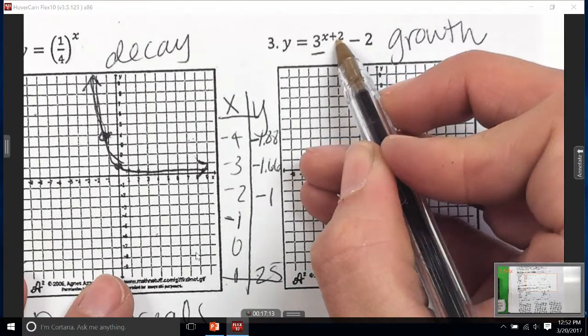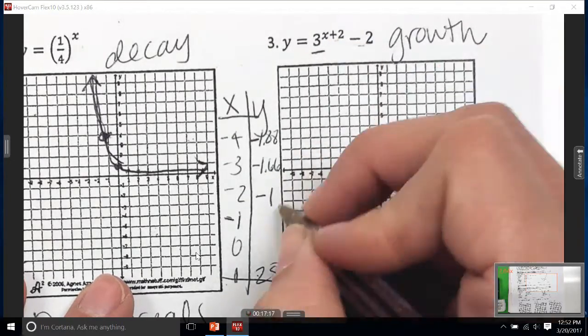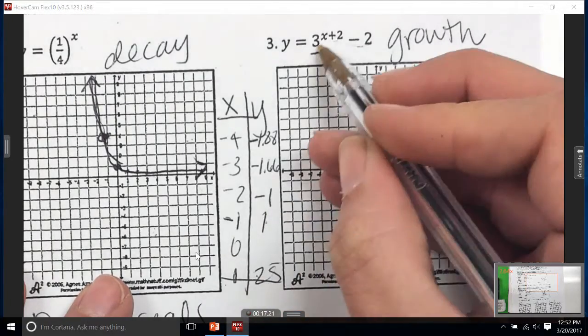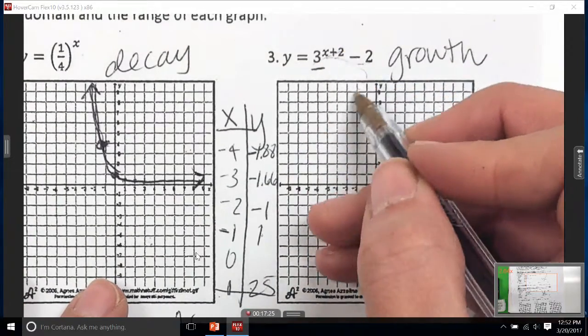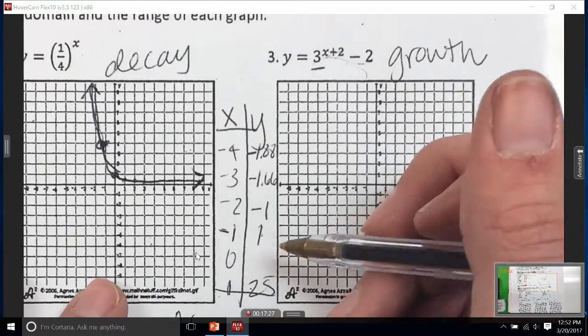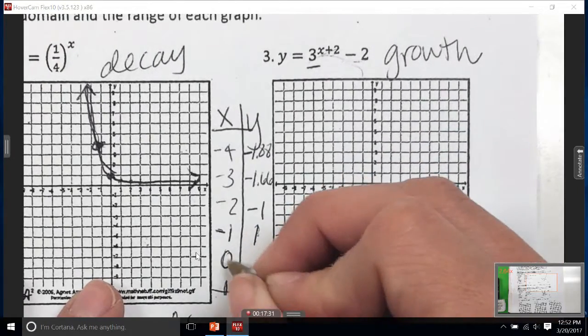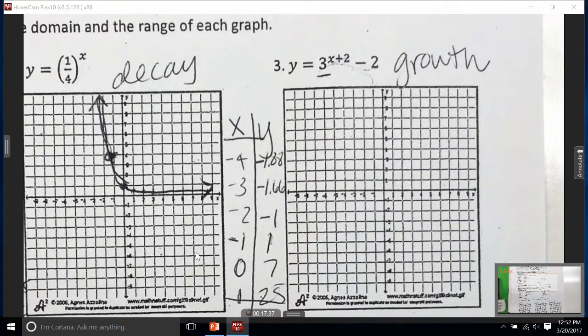Negative 1 plus 2? 3 minus 1, or 3 minus 2. 1. So we'll do it again. Negative 1 plus 2 is 1. 3 to the first is 3. Minus 2 would be just 1. Jackie, what'd you get for 0? Okay. Any questions about those values?